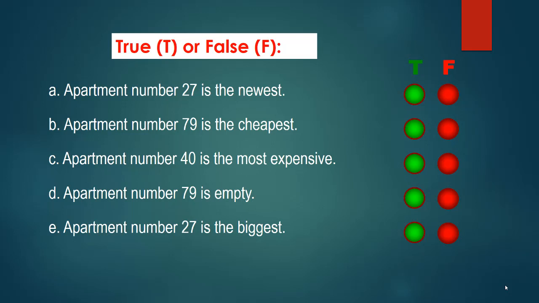Let's check. A. Apartment number 27 is the newest. True. B. Apartment number 79 is the cheapest. False. C. Apartment number 40 is the most expensive. False. D. Apartment number 79 is empty. False. And E. Apartment number 27 is the biggest. False.